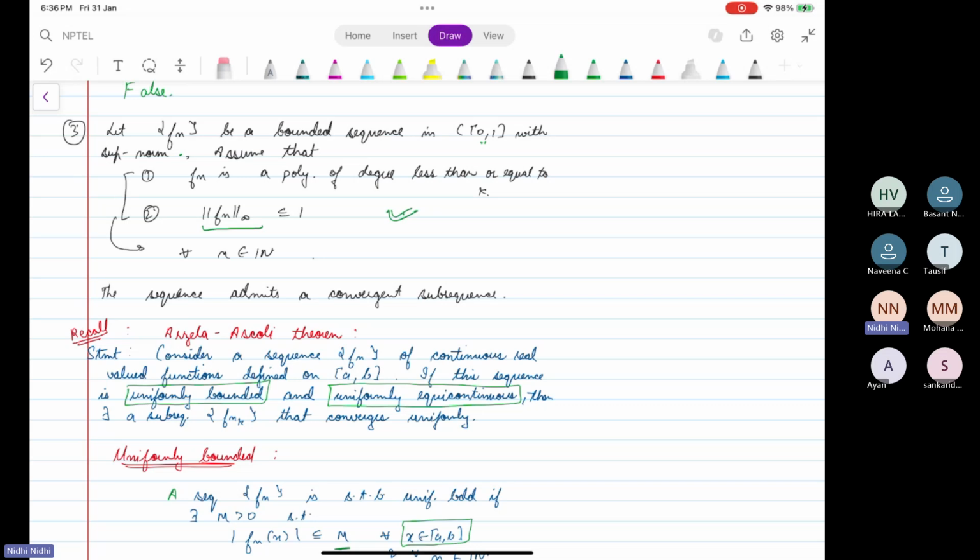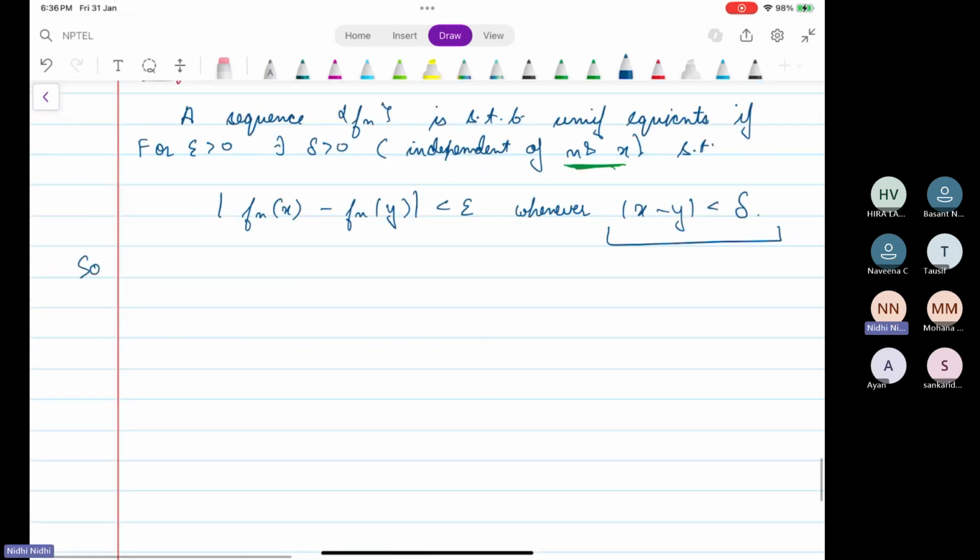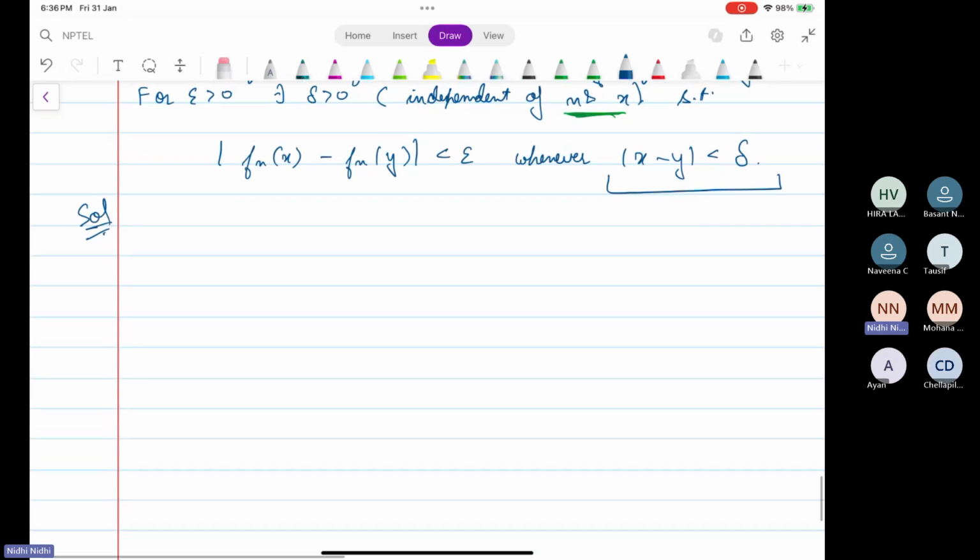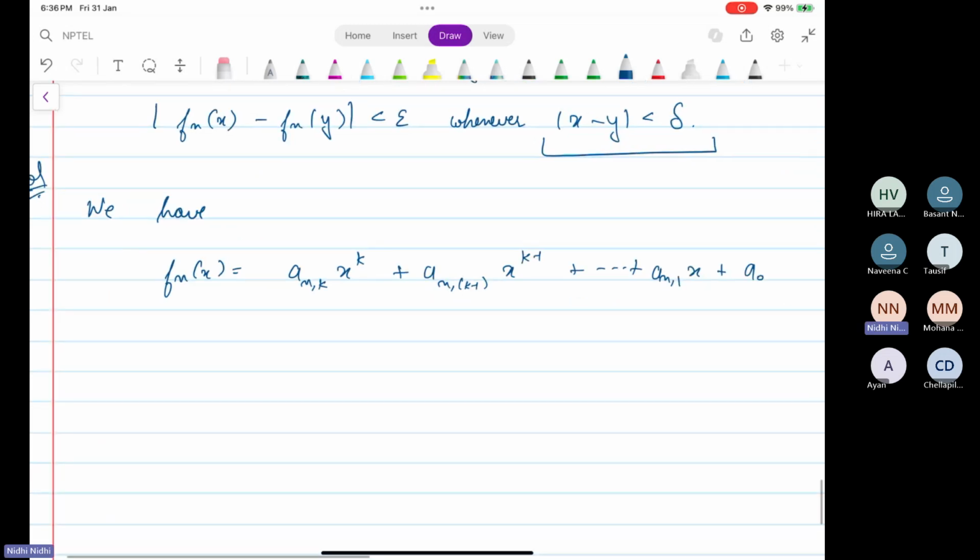So if we prove the uniform equicontinuity, for that we should consider the point that our f_n's are polynomials of degree less than or equal to k, and k is fixed. So we can write f_n(x) equals a_{n,k} x^k plus a_{n,k-1} x^{k-1}, and so on up to a_{n,1} x plus a_{n,0}. Each polynomial will be of this form because the degree should not be greater than k. These a_{n,k} can be 0 as well, in cases where the degree is strictly less than k.